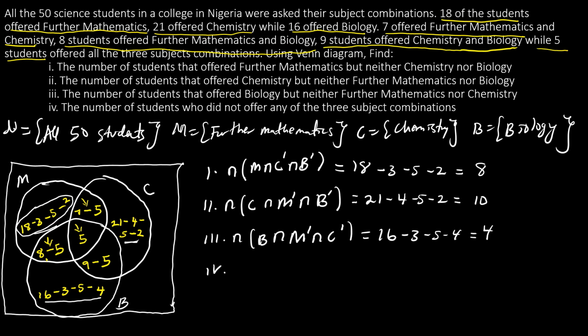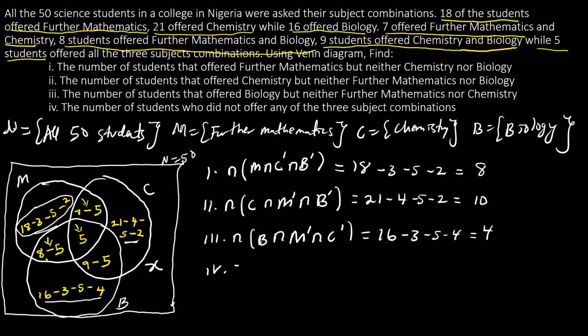And the last question says the number of students who did not offer any of the 3 subject combinations. To get this, that means we have some students outside of these 3 circles. Let's use X to represent the number. So this X is outside of these 3 circles. And since we know that our universal set equals 50, we can now subtract all the elements of this set from 50 and we get the number of elements that are outside the circles.